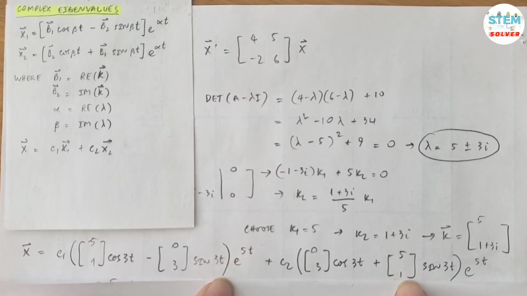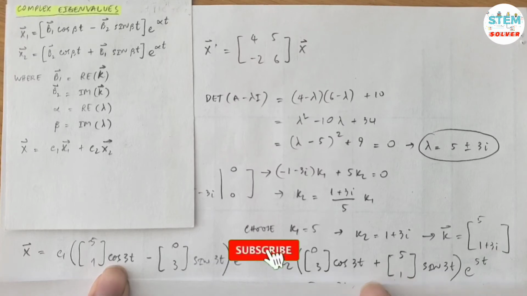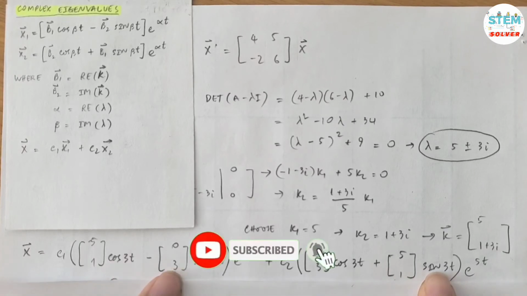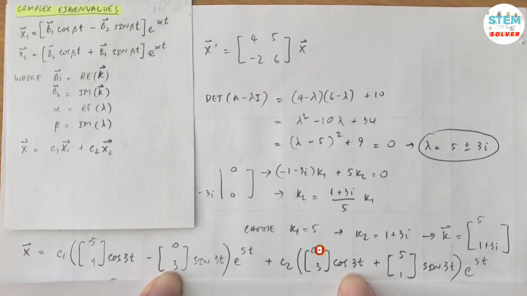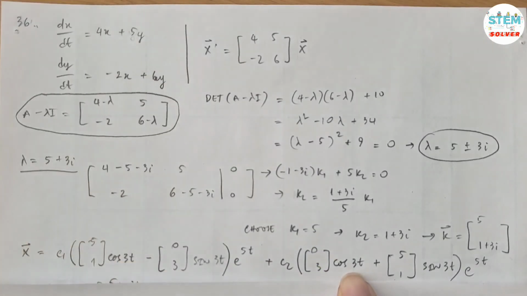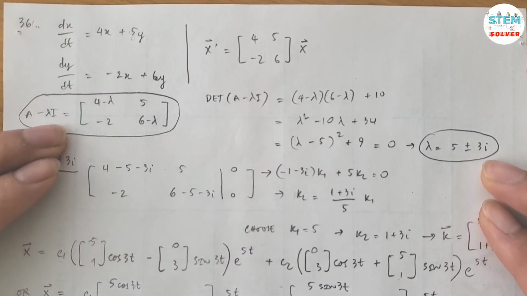Now for the second solution, you just rewrite this, but two things you need to keep in mind: switch the sign, and then switch these two vectors. So you have (5, 1) at first, now it moves. You have vector (5, 1) times cosine, now you have (5, 1) times sine. You have (0, 3) times sine, now it's multiplied by cosine 3t. Okay, so you can stop at this step, but if you want to go further, you can simplify it down.